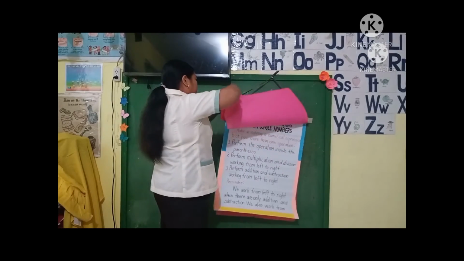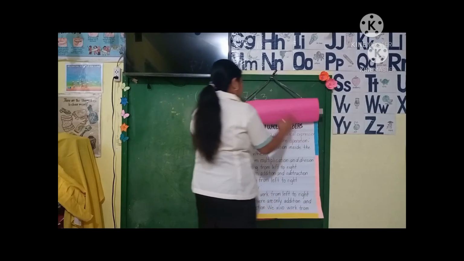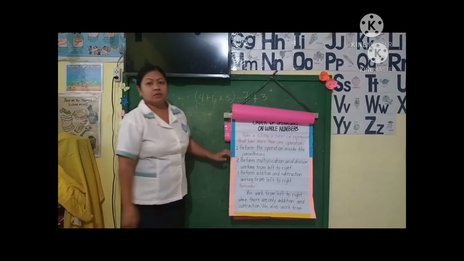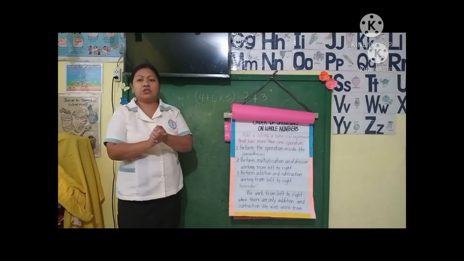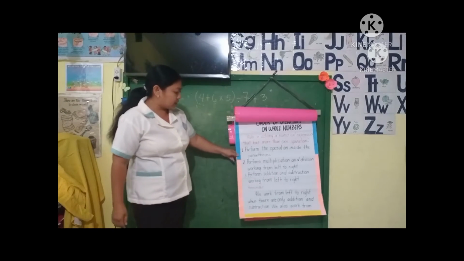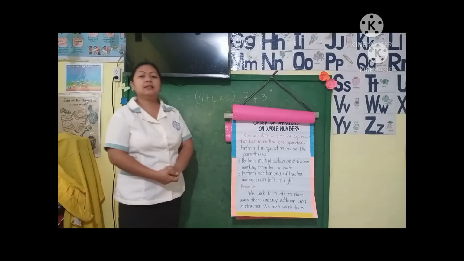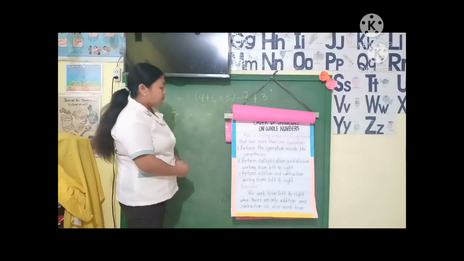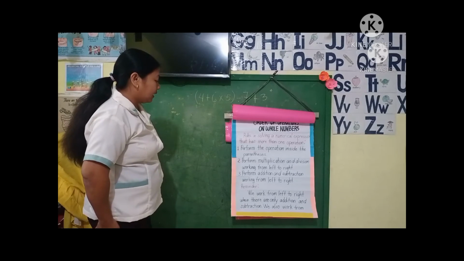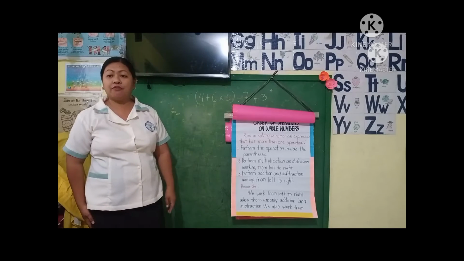These are the rules in solving a numerical expression that has more than one operation. So I will read and listen. First, perform the operation inside the parentheses. Second, perform multiplication and division working from left to right. And lastly, perform addition and subtraction working from left to right.